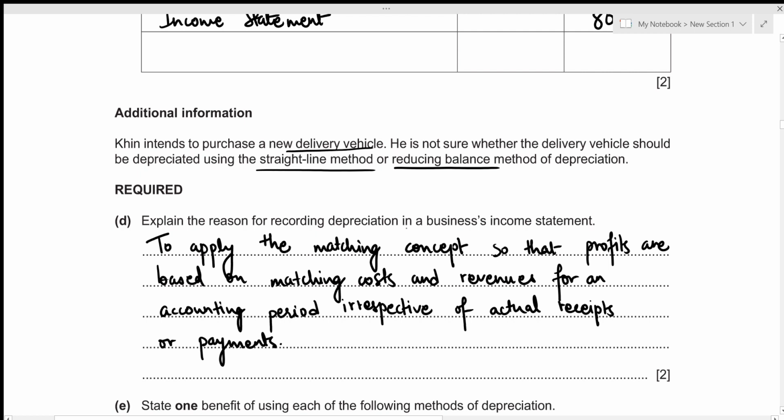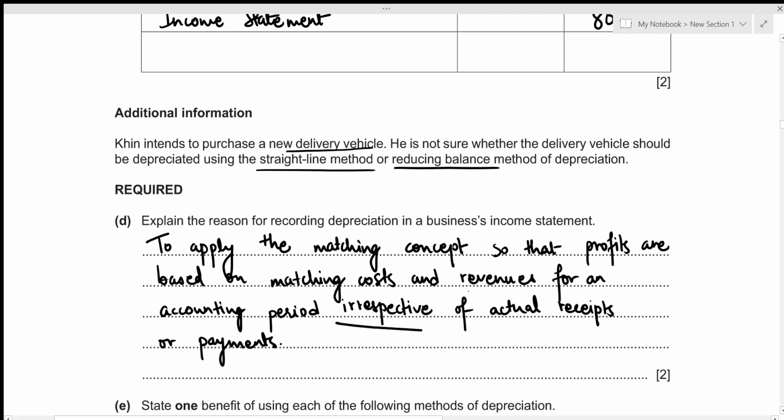So basically, depreciation is recorded just to divide the cost of purchase of that particular non-current asset over the years of its useful life, right? And in this case as well, in order to apply the matching concept, we need to match our costs and revenues. And this depreciation acts as a cost, right? Because we are essentially categorizing this depreciation as the cost incurred for the use of the non-current assets for this accounting period, irrespective of actual receipts and payments, right?